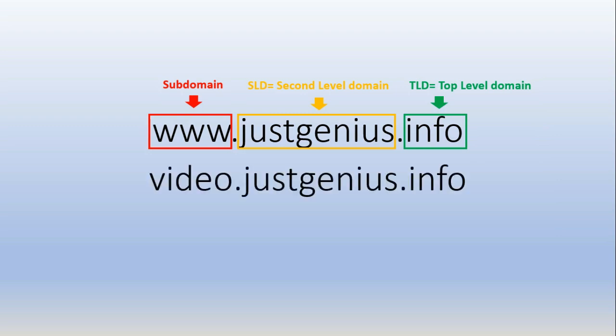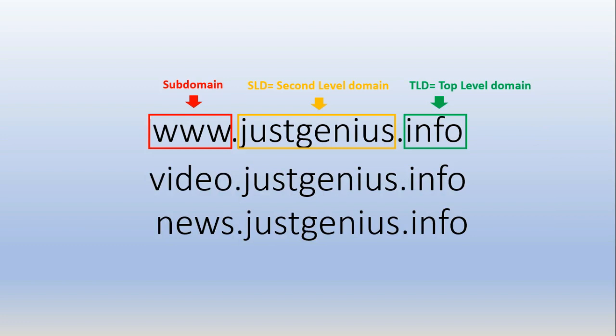We can replace the subdomain part to create a new subdomain. For example, like video.justgenius.info, news.justgenius.info, or we can create shop.justgenius.info or anything else. In this way, we can create different subdomain websites for different topics, so that we can create a different website on the subdomain.